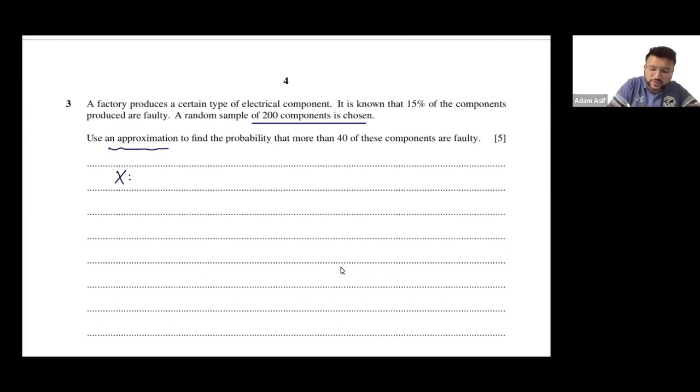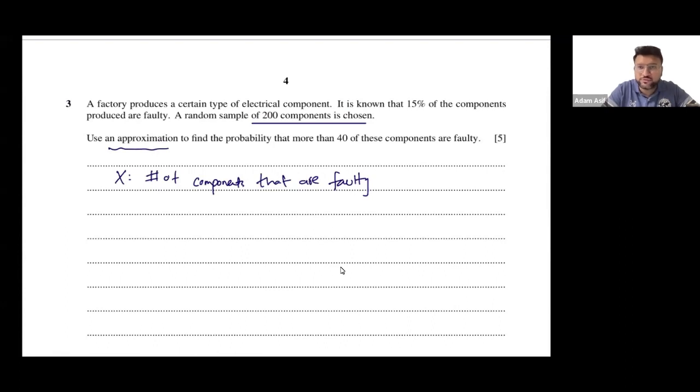So what is X over here? Number of components that are faulty. And it's the number of components. Obviously, X represents discrete data. Okay. But we need to use an approximation.